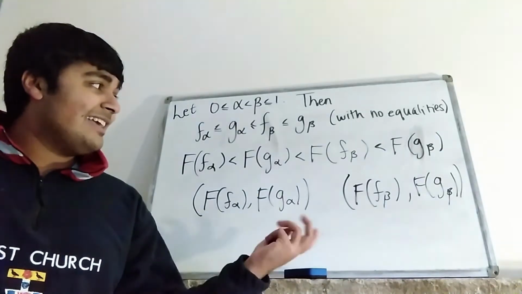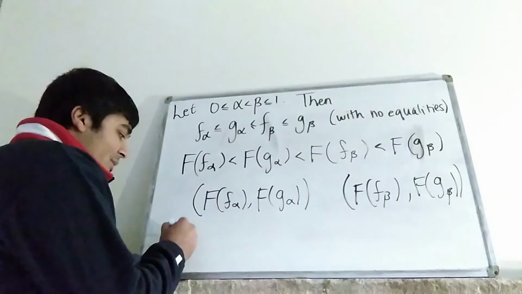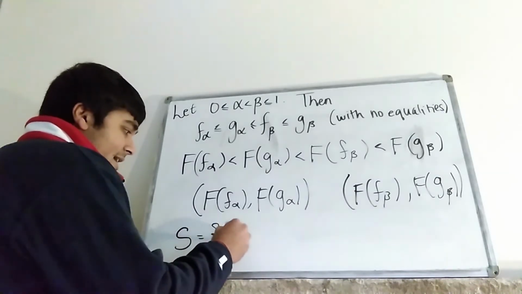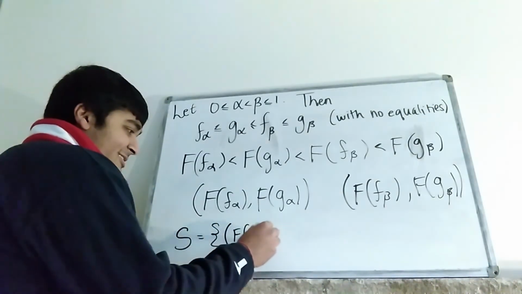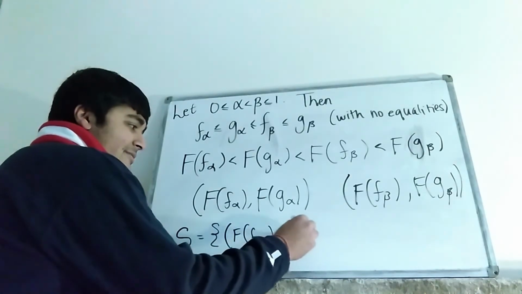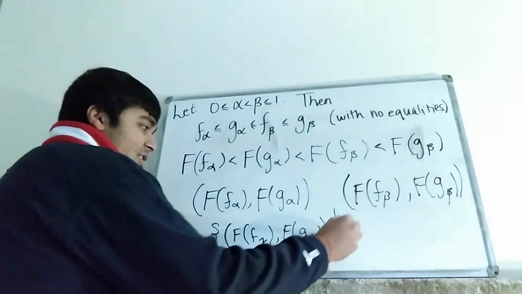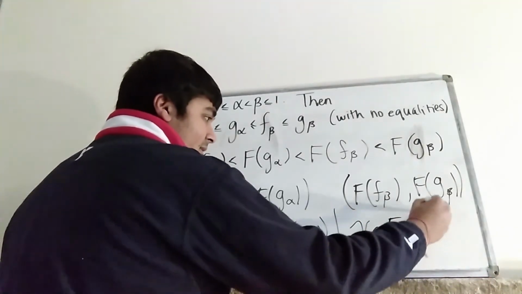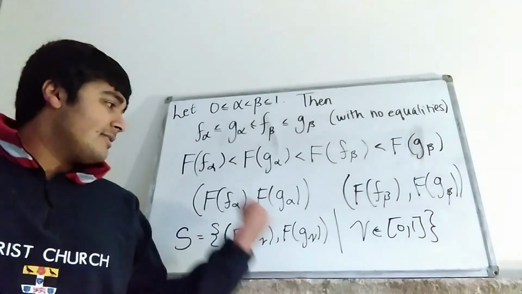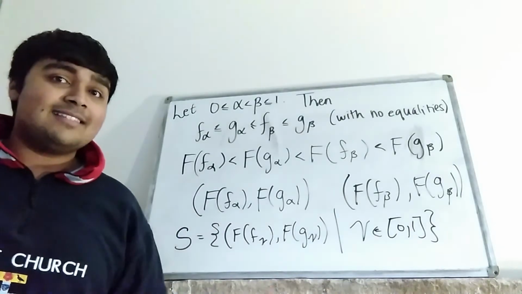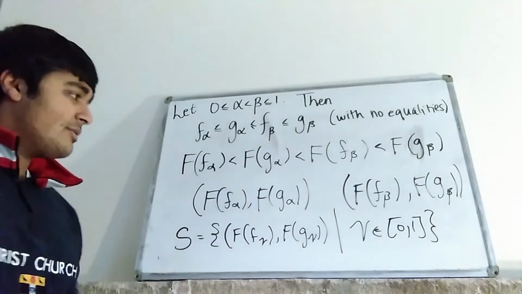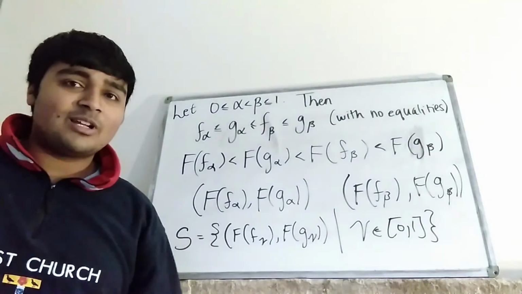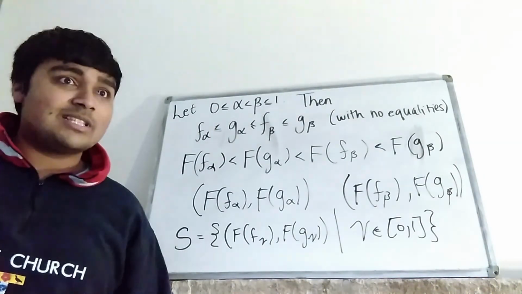Okay, so we have a collection of these sorts of intervals, so we can call this set here S. S is going to be the set of f of gamma, comma, f of g of gamma, for which gamma is some number in 0, 1. Now firstly, the cardinality of S is uncountable, and the reason for that is, well, because S has a one-to-one correspondence with the closed interval 0, 1, which of course is uncountable.